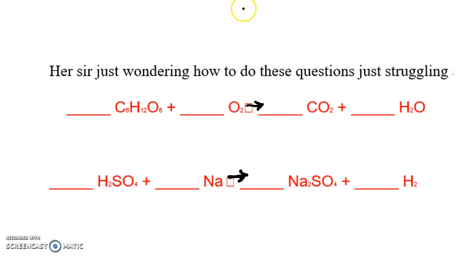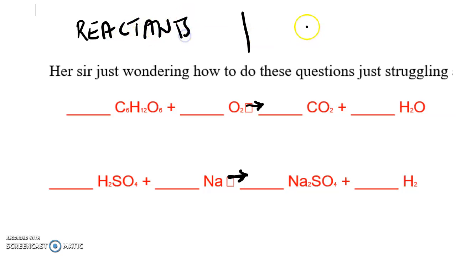Remember, on this side we have the reactants. On the other side, we have products. So we have two equations. One is a combustion, which is one of the last lessons we just did, and involves a fuel. This time it's sugar and oxygen, and as a product we have carbon dioxide and water.